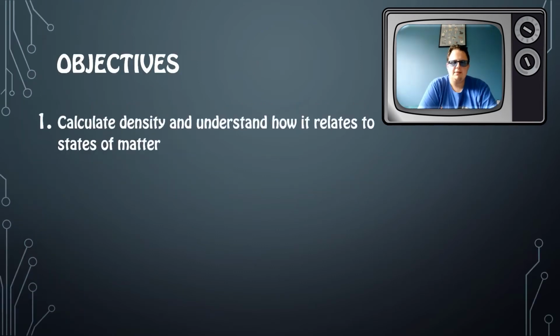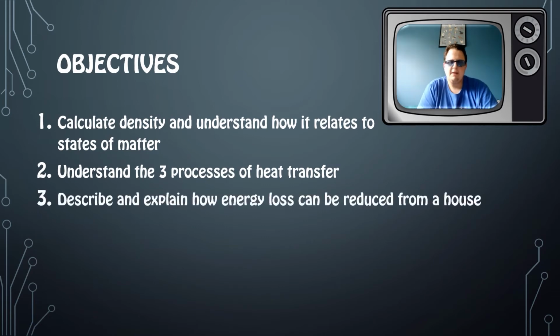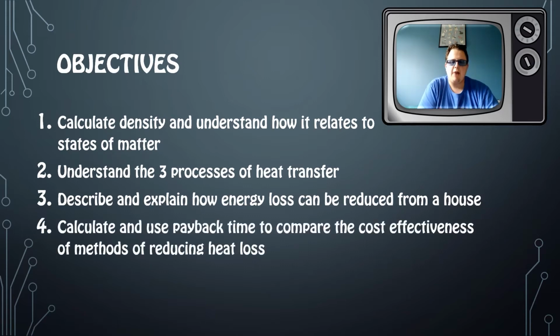Okay, so our objectives. Number one, density. We're going to introduce what density is, calculate it, and talk about how the different states of matter affect the density of the material. Then, like I said, heat transfer. Heat transfer is the main part of this unit, so we'll talk about the three processes of heat transfer. We'll then describe and explain how heat loss can be reduced from a home. And then we're going to talk about payback time, how we calculate it and how we use it.